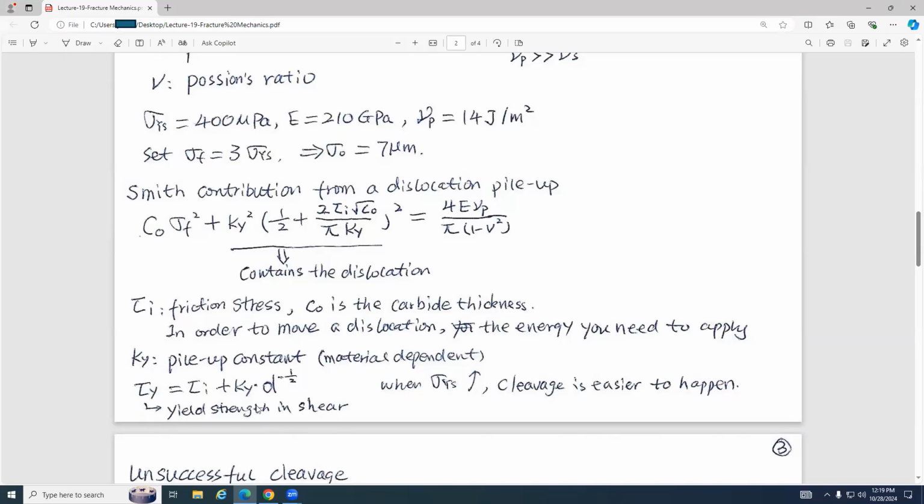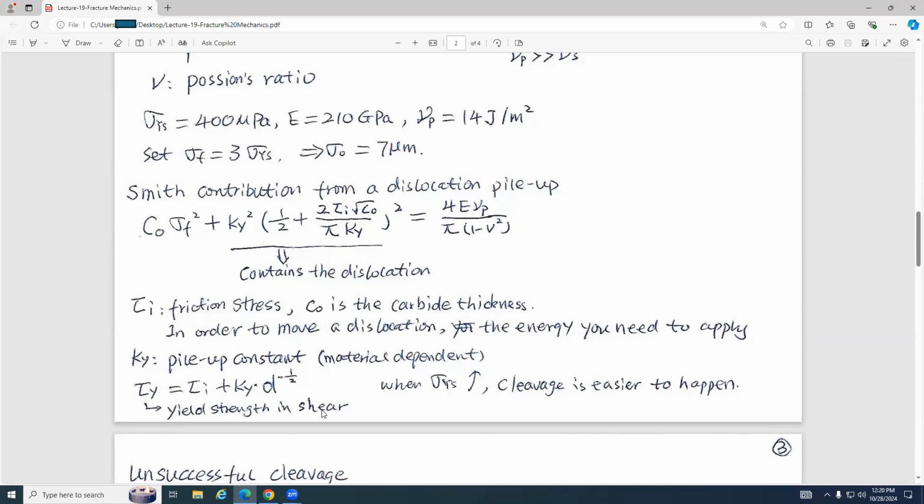And what do we call this equation? This equation is called the Hall-Petch equation. Tau y equals tau I plus ky times d to the power of negative 1/2. This one is called the Hall-Petch equation. Have you guys ever heard this equation?